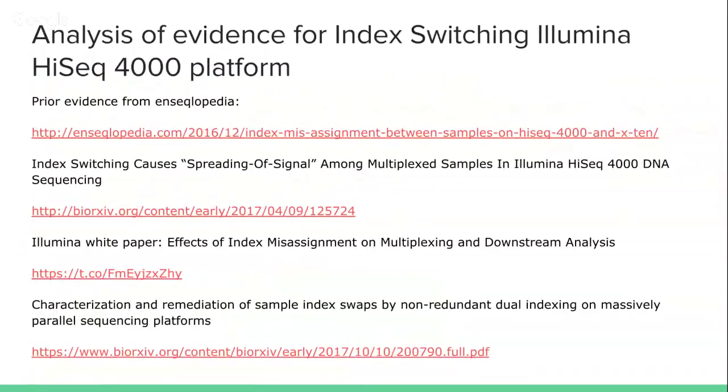Something that came up as evidence when Illumina started deploying the pattern flow cell technology, mainly on the HiSeq 4000, later on with the NovaSeq, is something that's been dubbed or called index switching or index hopping.